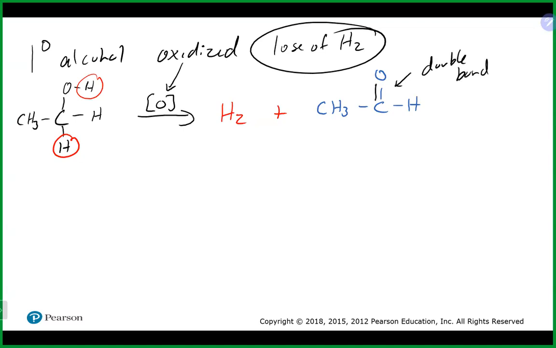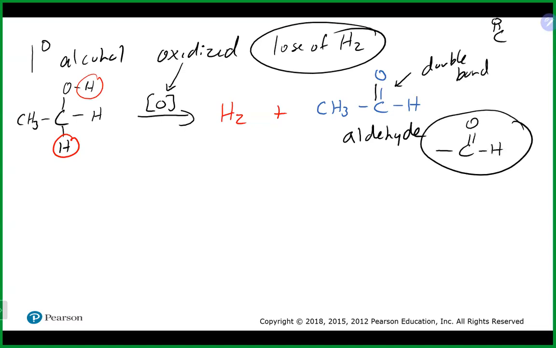So in an oxidation of a primary alcohol, you take 2 hydrogens off, one from the OH group, one from the carbon that's attached to the OH group, and you always put the double bond between the carbon and the oxygen. This makes a type of compound which is known as an aldehyde. An aldehyde has the functional group of the carbon-oxygen double bond and the hydrogen.